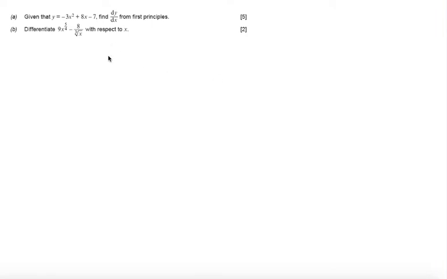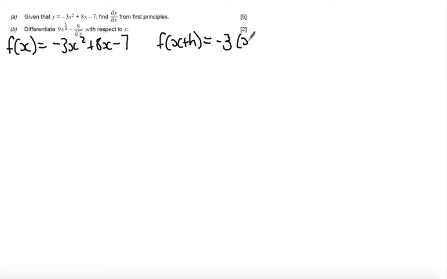Given that y equals minus 3x squared plus 8x minus 7, find dy by dx from first principles. Personally, with first principles, I like to use the notation f of x. So I'm going to state that f of x is equal to this expression here, minus 3x squared plus 8x minus 7. Then I'm going to state that f of x plus h is equal to the same expression, simply replacing x with x plus h.